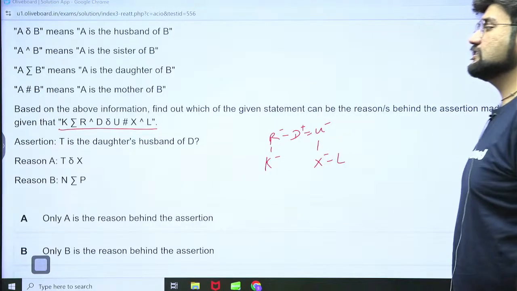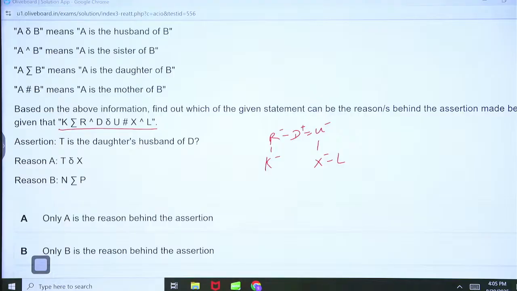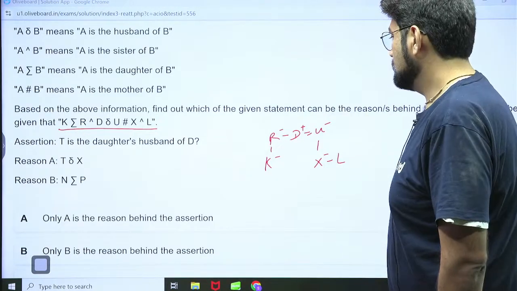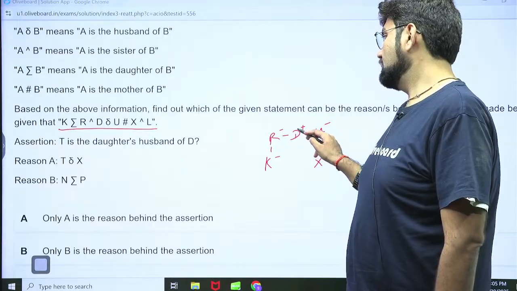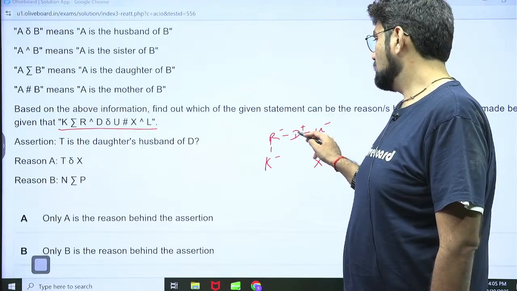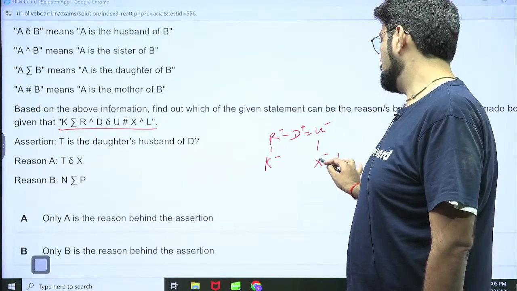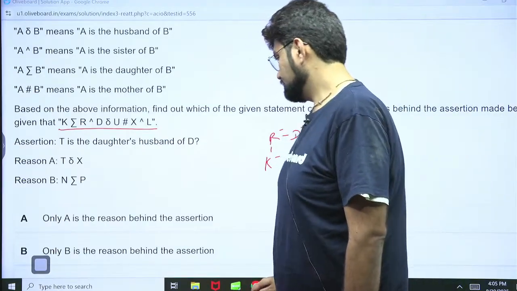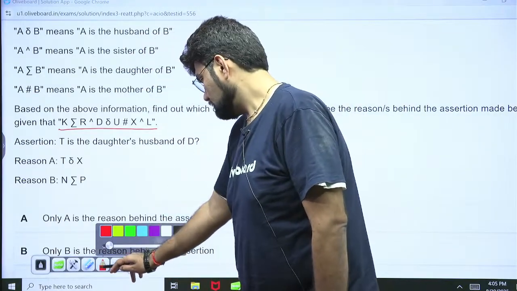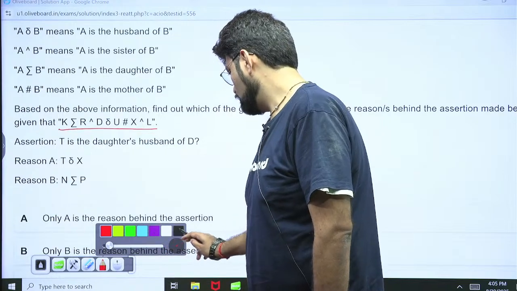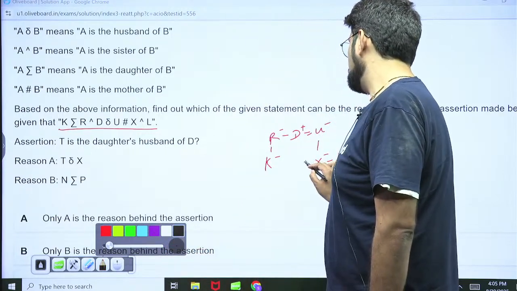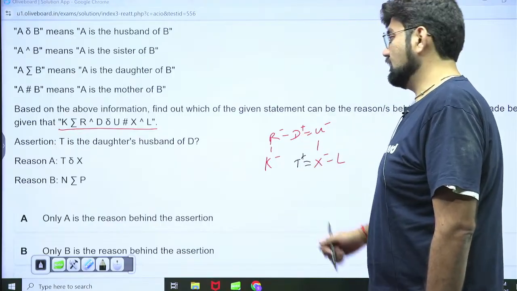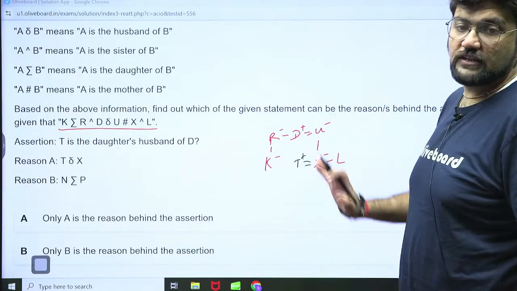Now the assertion is T is the daughter's husband of D. So T has to be D's daughter's husband. So T has to be the husband here. I'll just make it easier for you to read it here. So we need T to be here, D's daughter's husband. For that you need to see which of the reasons need to follow.